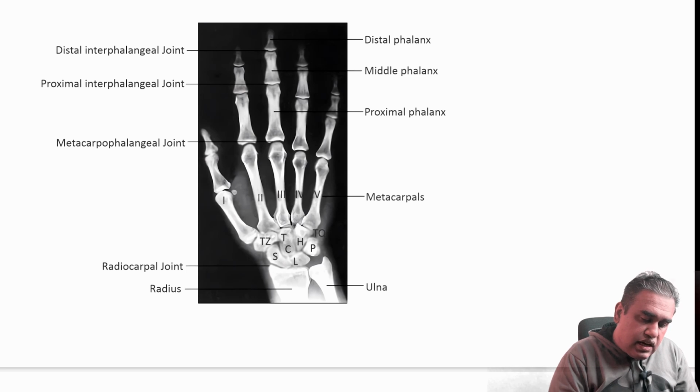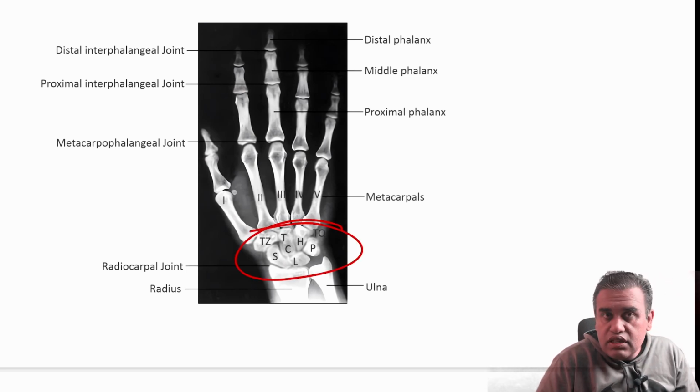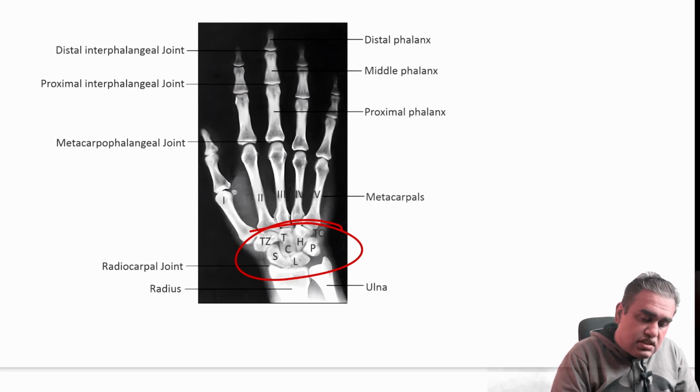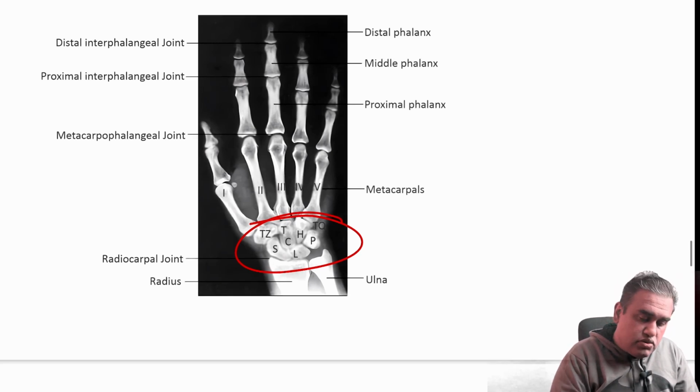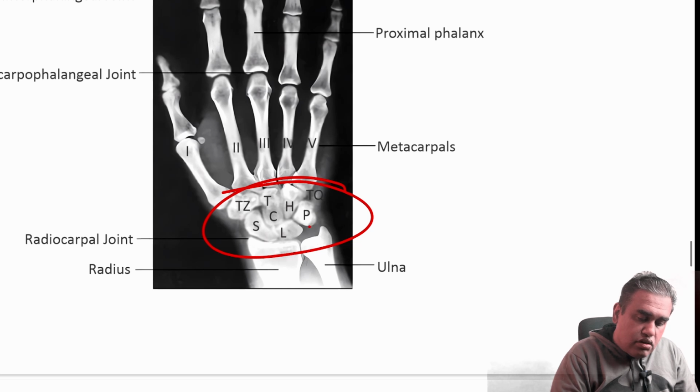Also look carefully at this image. Identify all the carpals. All the carpals should be identified. 8 carpals are there. Remember over here the pisiform is sitting over the triquetrum. Look for the radius and ulna, which is lateral and which is medial.